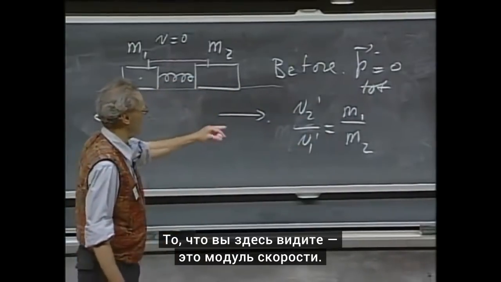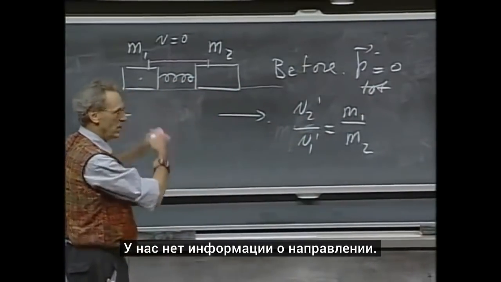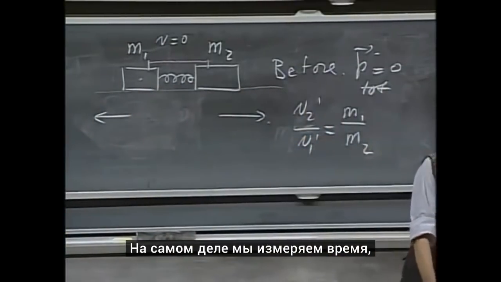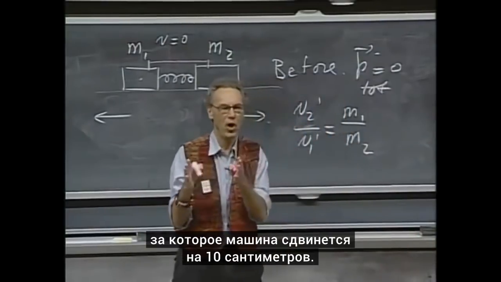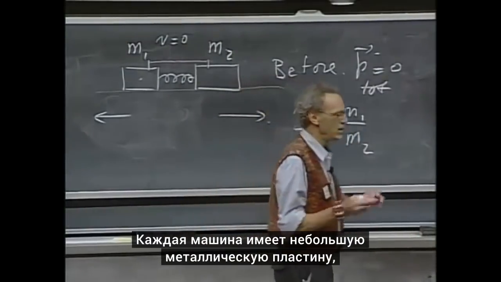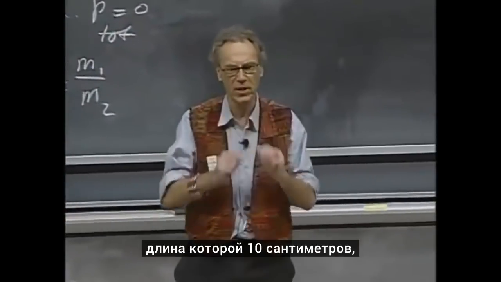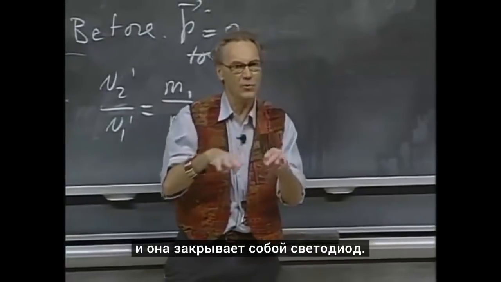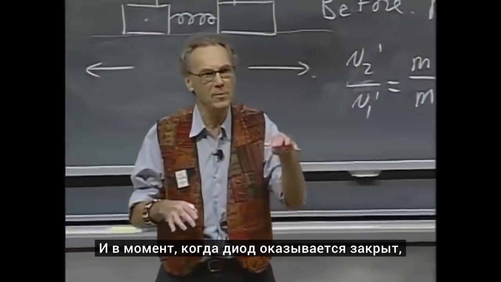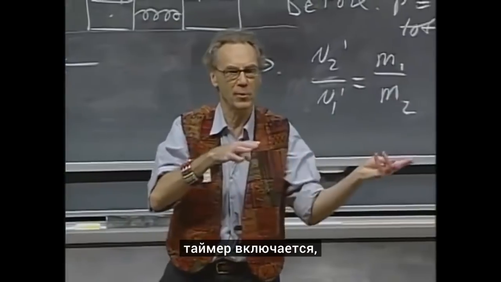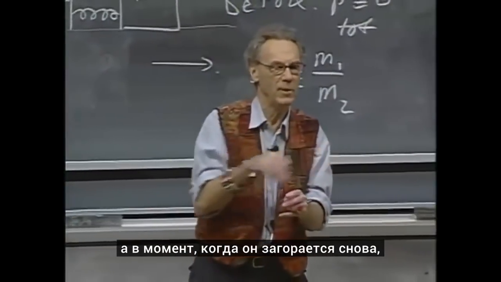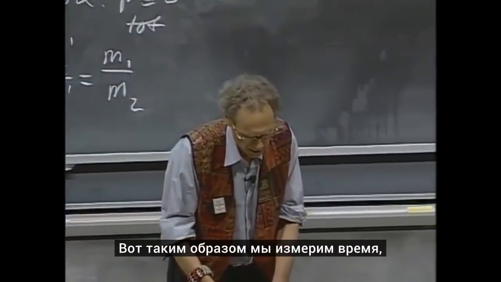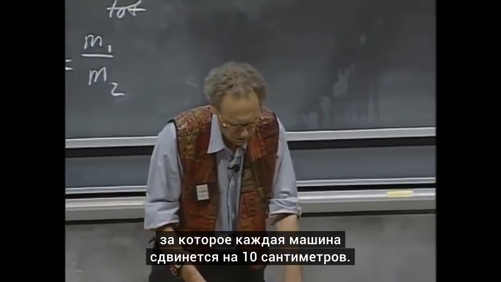What you see in here are really speeds. We don't have the information on the direction anymore. How do we measure the speed? Well, we actually measure the time for the cars to move 10 centimeters. Each car has a little metal plate which is 10 centimeters long, and it blanks out a light-emitting diode. The moment that the light-emitting diode is occulted, the timer starts, and the moment that the light-emitting diode emerges again, the timer stops. So that's the way we will measure the time for each car to move by 10 centimeters.